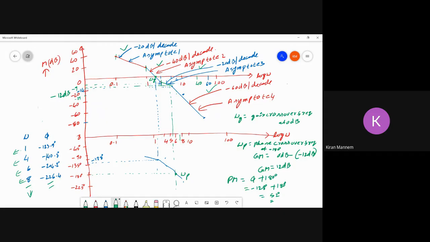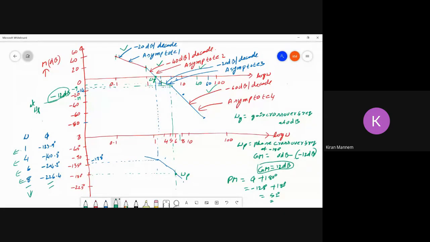Now project these lines, omega g on the phase plot and omega p on the magnitude plot. You will get the gain margin and phase margin. So we extend this omega p on the magnitude plot, it touches the magnitude plot, and take the corresponding magnitude. In this case, the corresponding magnitude is minus 12 dB at omega p. So the gain margin would be 0 dB minus the resultant magnitude, that is minus 12 dB. So it would be 12 dB.